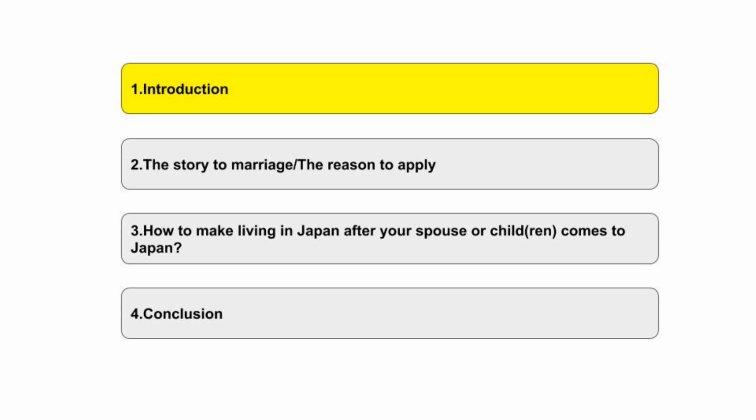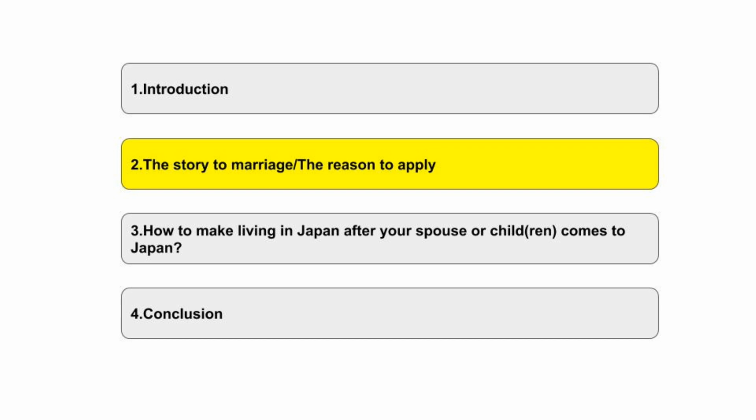Number 1 is introduction. Introduce yourself and explain the necessity of wanting dependent visa briefly. Number 2 is about the story to marriage, the reason to apply. If you are a newly married couple, you need to explain the story up to marriage. Though, unlike spouse visa, I think brief explanation is enough.